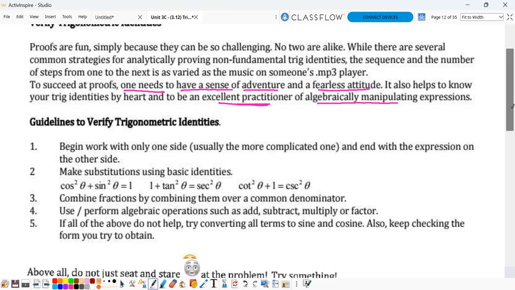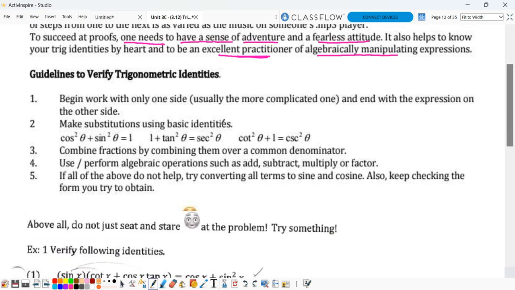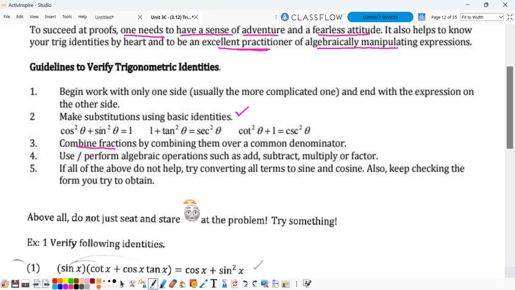Before we start work, you have to know those identities. Make sure you have a list of all identities with you, mentally or on paper, whichever way. These are the three basic Pythagorean identities. We already know all the sine, cosine, tangent, reciprocals. You need to know how to combine fractions and how to perform algebraic operations: add, subtract, multiply, factor. Some of you would say this is a long list, but again, don't just sit and stare. Do something.